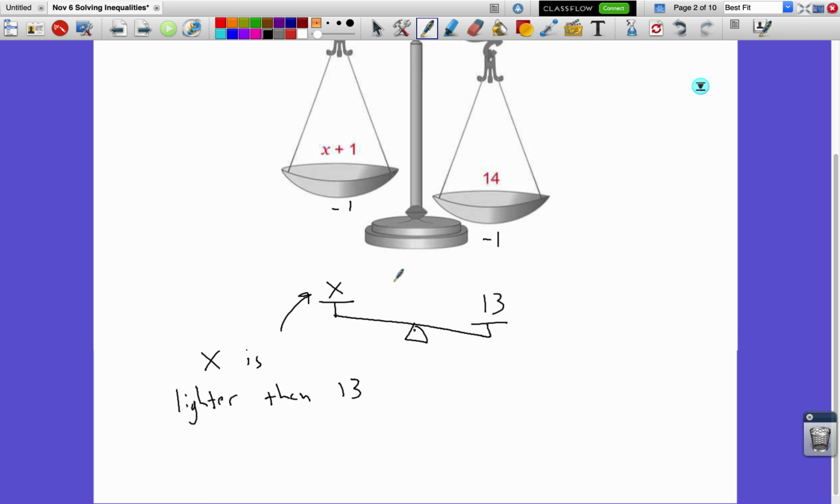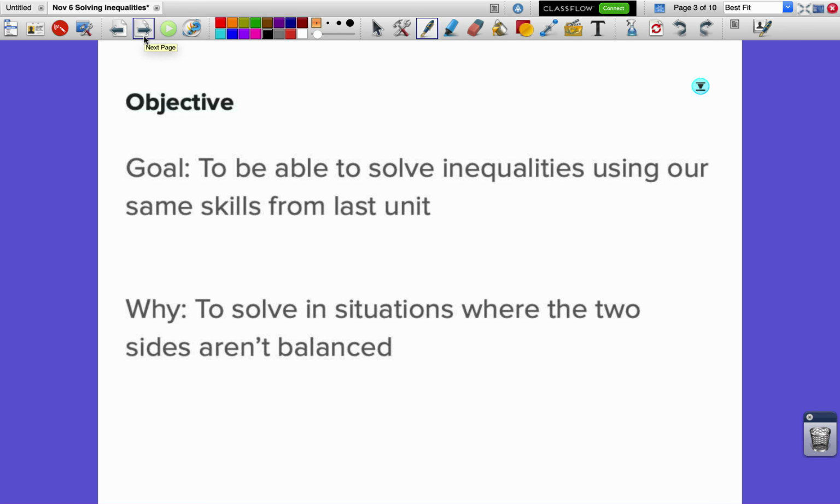13. So I don't know what it is, but if it was heavier than 13, then this side would be weighed down. So I at least know the upper bound for what x could be. And it can't be equal to 13 or else this would be balanced. So I can say that it's definitely lighter than 13. It could be 12, it could be 9. But at least I have a boundary. It's not like it could be any number. And sometimes that's enough. That's all that we need to know about a problem.